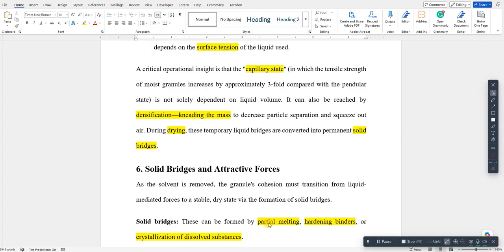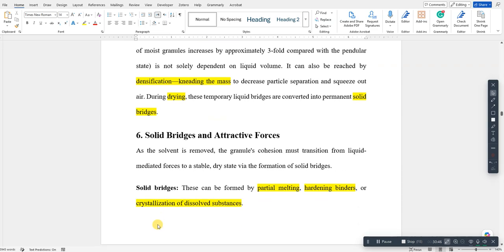And the other way to cause solid bridges is any material that dissolves in the liquid, whether it contains binder or not, because you know that we can cause wet granulation by liquid alone. So anything in the formulation that dissolves in the liquid will crystallize and will form the solid bridge.